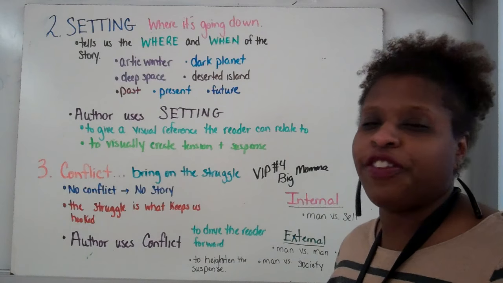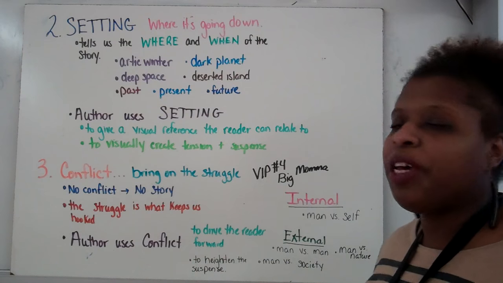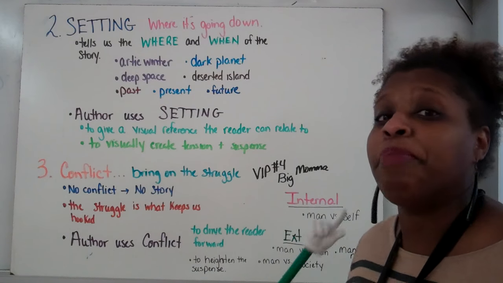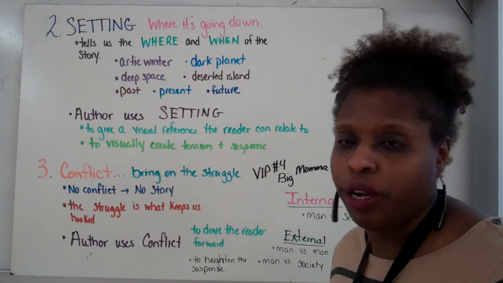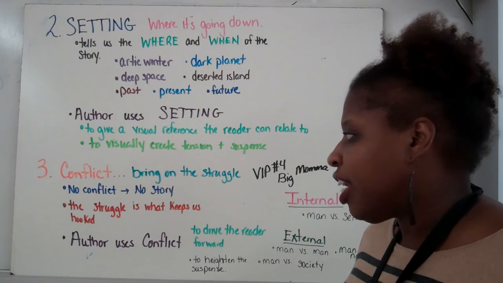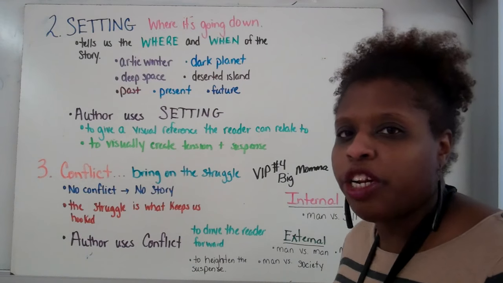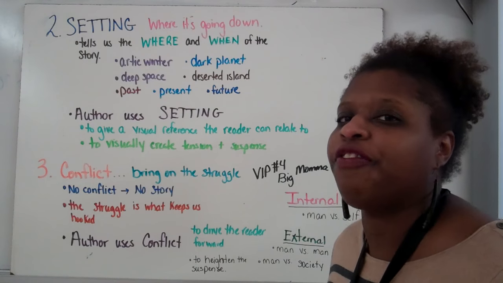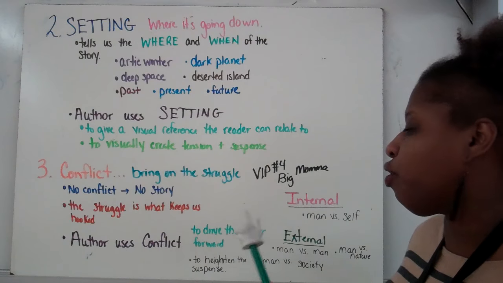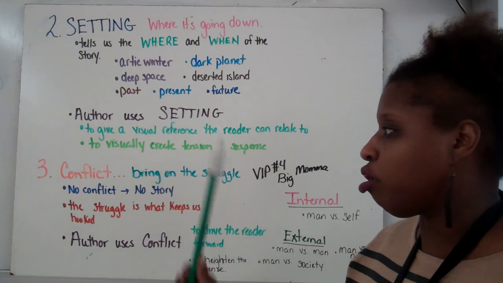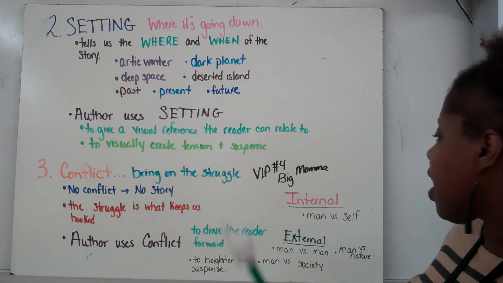The next one is conflict. Bring on the struggle. VIP number 4, this is Big Mama. Now plot, that's kind of like Big Daddy. But this is Big Mama. Because without conflict, there's no story. Conflict is the struggle, is what keeps us hooked. When you have two characters that are constantly fighting, we want to know what's going to happen. We want to know how that conflict is going to be resolved. So the author uses conflict to drive the reader forward into the plot and to heighten the suspense and the tension.